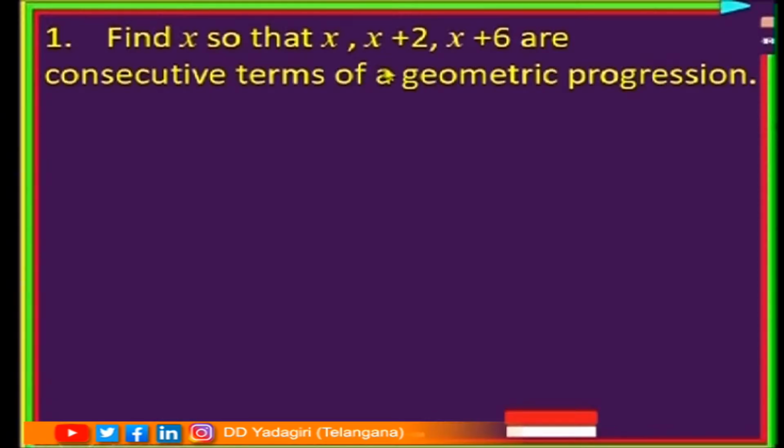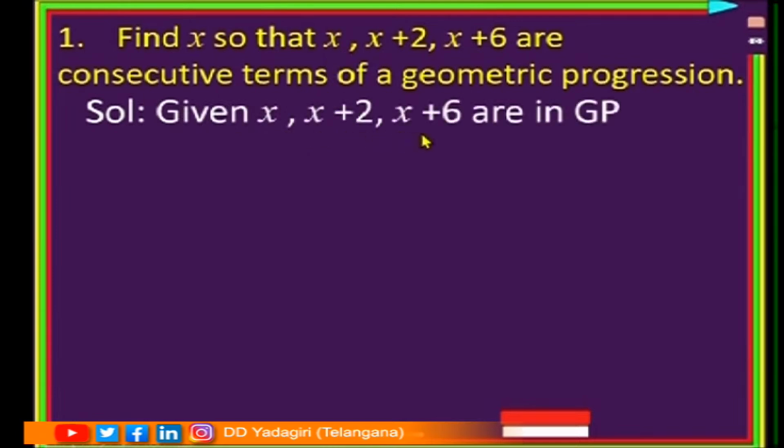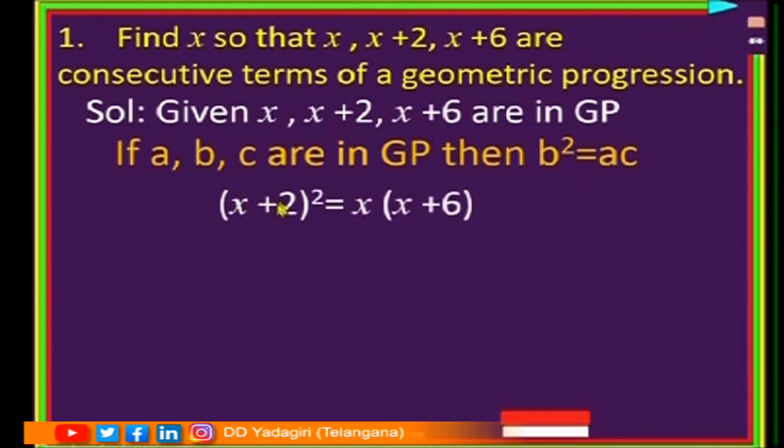Now based on this relation, we have one important problem. Find x so that x, x plus 2, x plus 6 are consecutive terms of geometric progression. We should find the value of x. What are the given terms here? x, x plus 2, x plus 6. It is given that they are in geometric progression. As three terms are in geometric progression, just now we have seen if A, B, C are in geometric progression, then B square is equal to AC. By using that formula, the middle term is x plus 2, so x plus 2 whole square is equal to the product of the extreme terms, that is x into x plus 6. What is the formula of A plus B whole square?